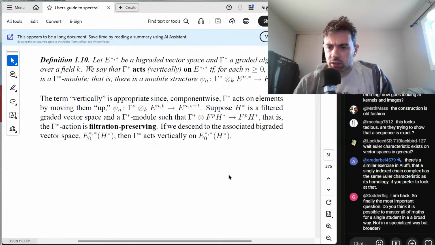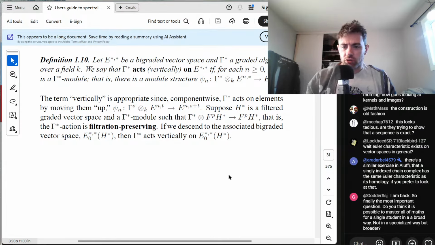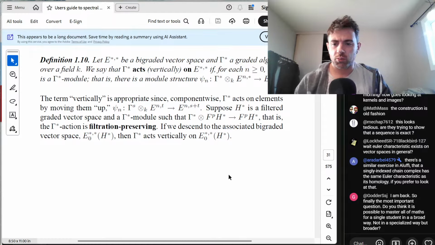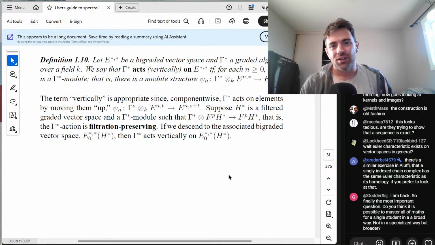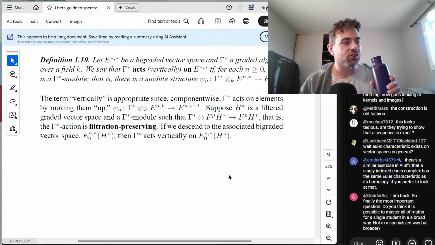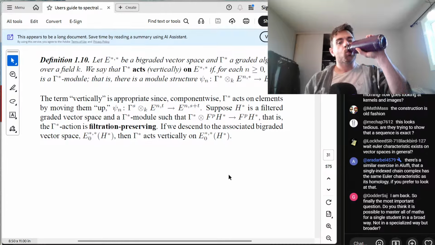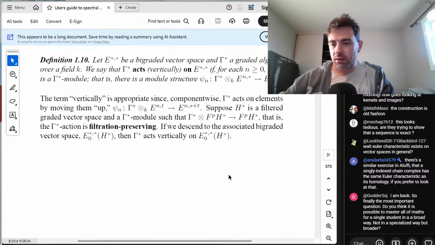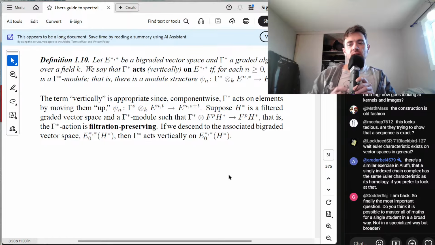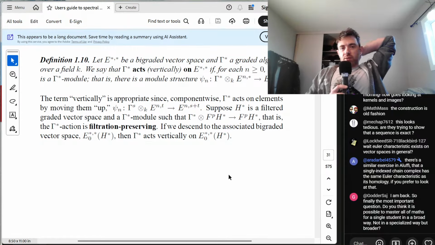You are back. So finally, the most important question. Do I think it's possible to master all of maths for a single student? No. It's not possible to master all of maths for anyone. It's not possible for a small group of mathematicians to master all of math at this point. Oh, not in a specialized way, but in a broader way? Well, I don't know what that means then.